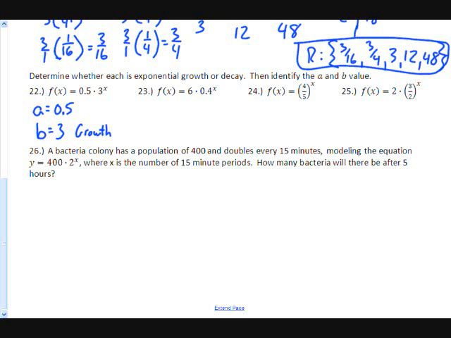And that's it. For number 23, the a value, the thing out front, the thing we're multiplying by, is the 6. The b value, the thing that's being raised to the power, is 0.4. Since the b value is between 0 and 1, this one is decay.